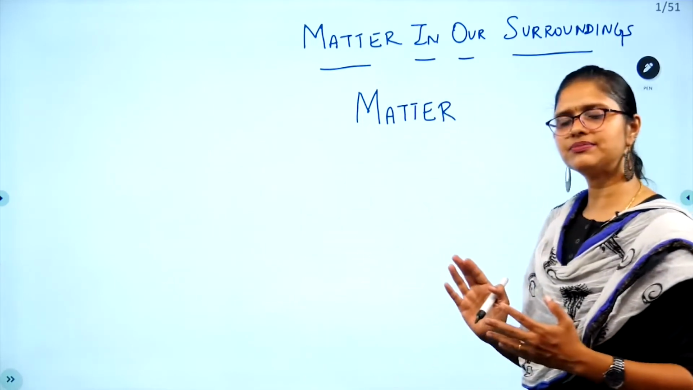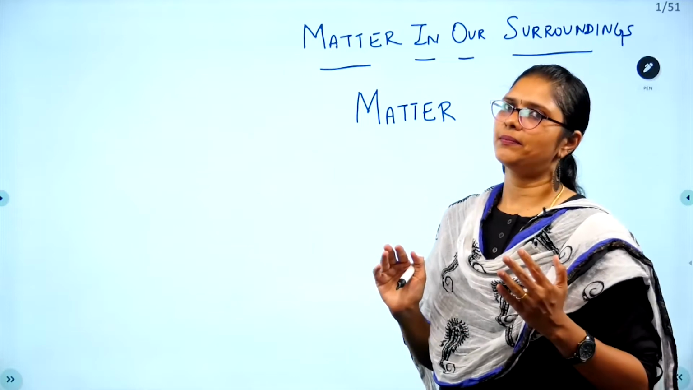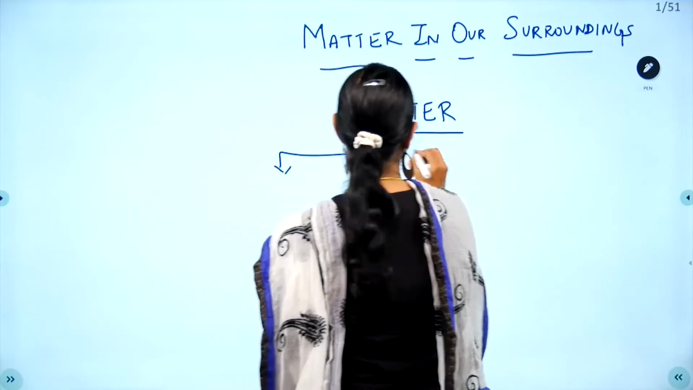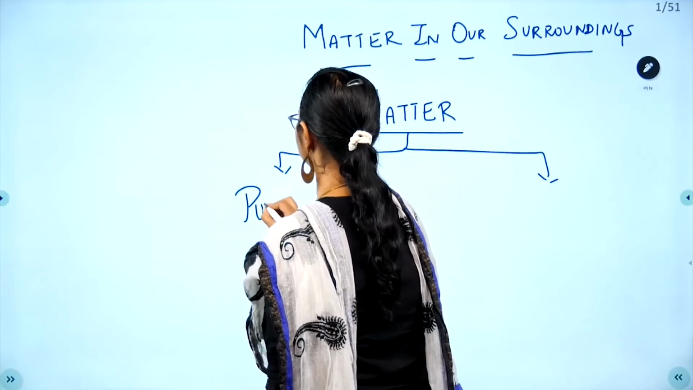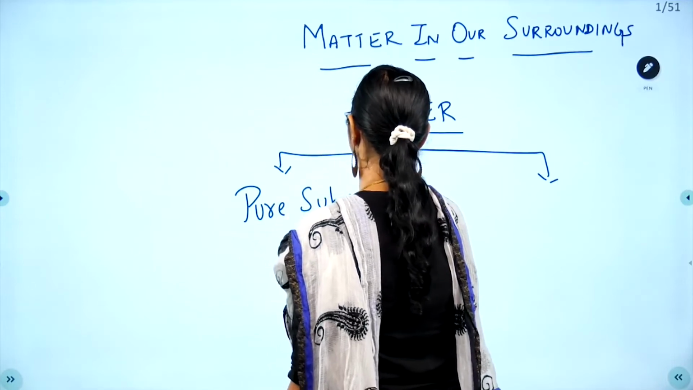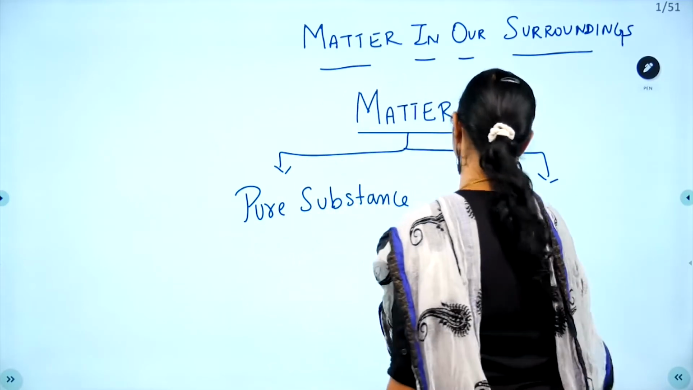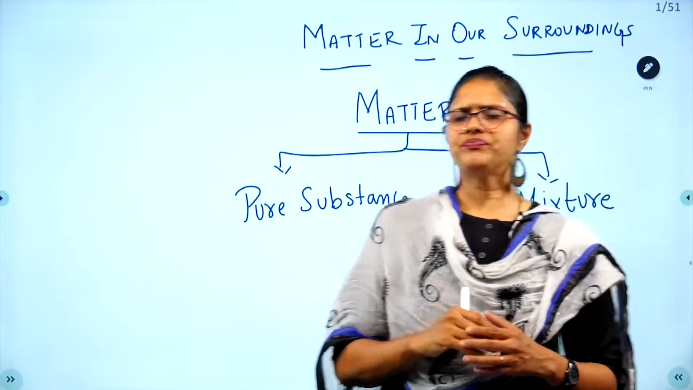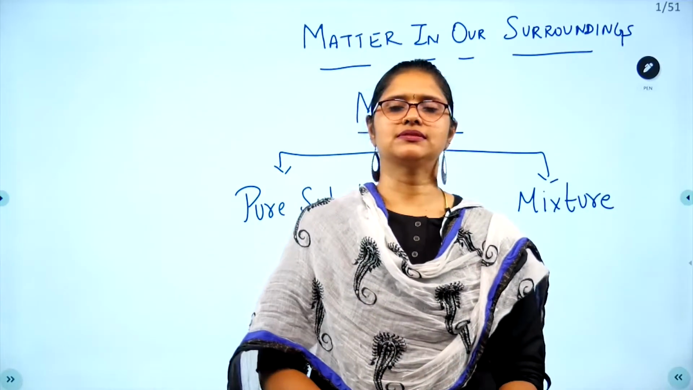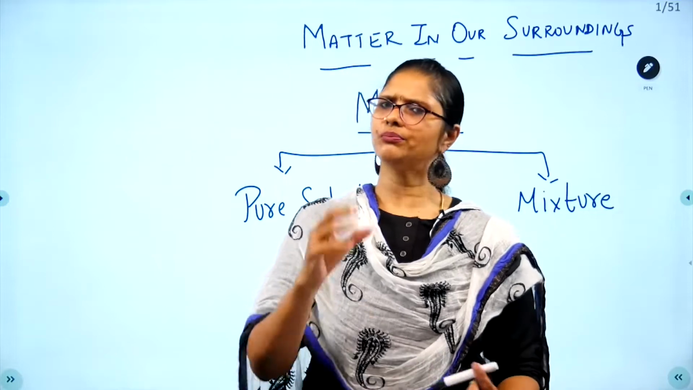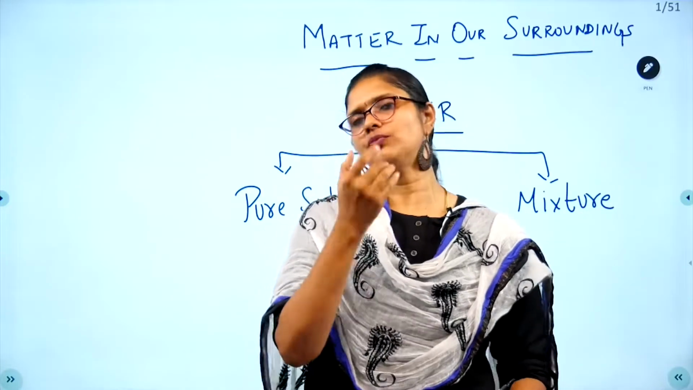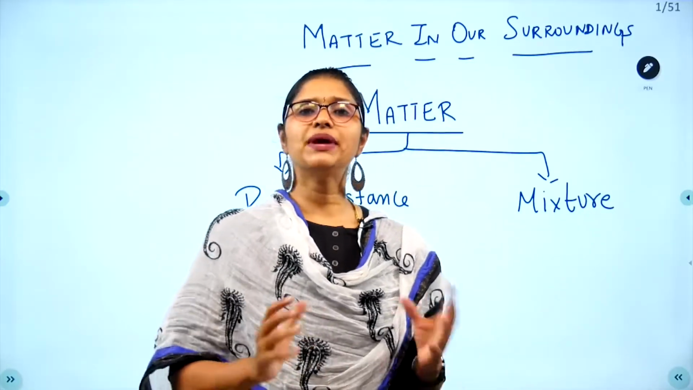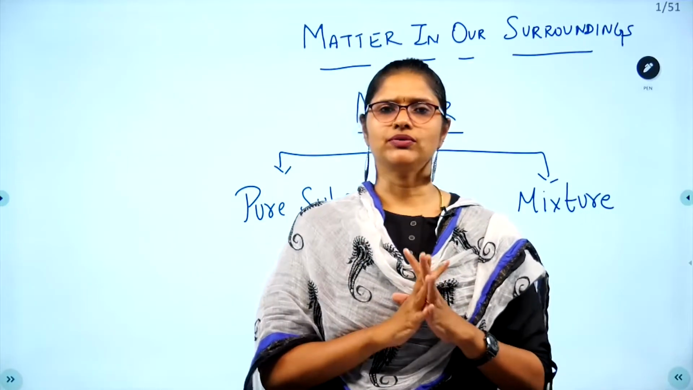So matter is a substance which occupies space and has mass. Now the matter is classified into pure substance and the mixture. So what do you mean by pure substance and what do you mean by mixture? Pure substance could be an element, it could be a compound. Let us see what is the basic difference between element and the compound.